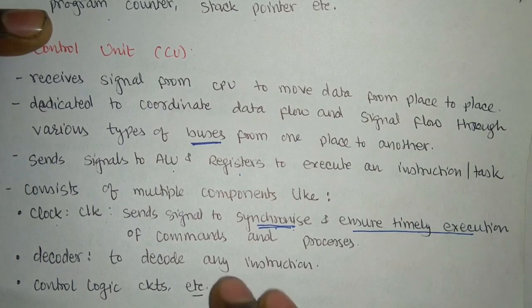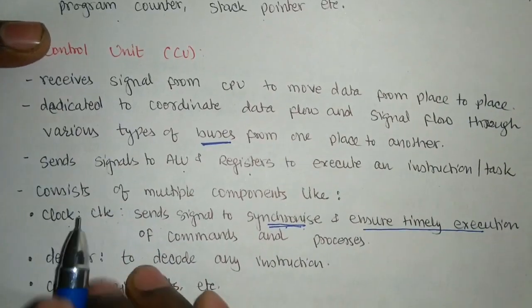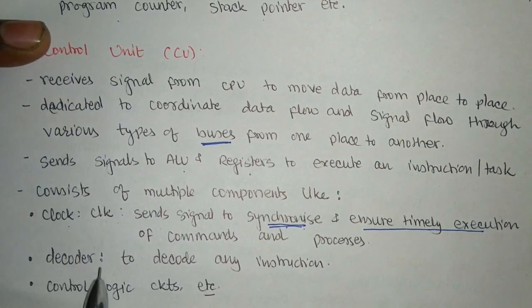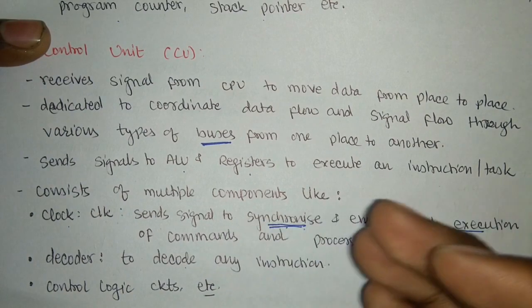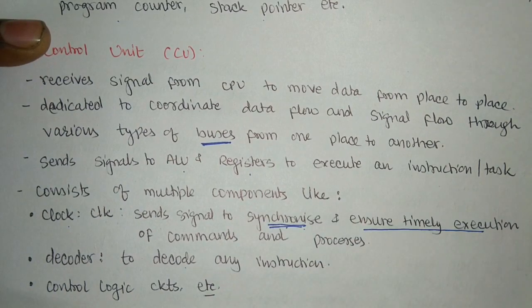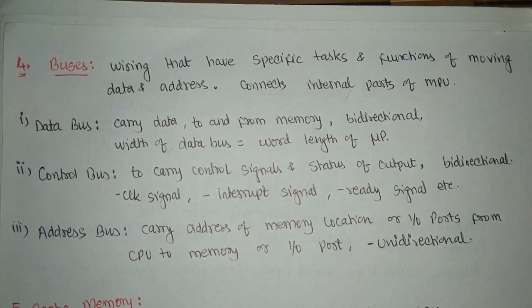our microprocessor, right? There can be other components of the control unit itself, like a decoder. It will be decoding any instruction. So whenever a microprocessor works, it basically fetches an instruction, then it decodes it, and then it executes it, right? So that is the basic cycle of a microprocessor. Decoding is done by the control unit, and its control logic circuit is also part of the control unit only. Okay, so these were the main three components of our microprocessor.